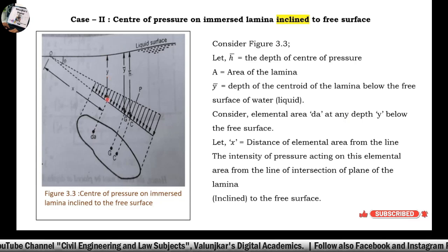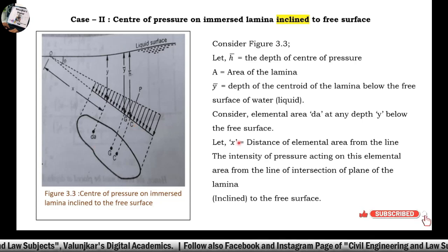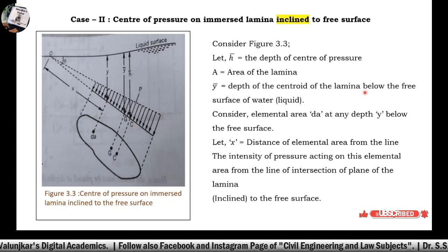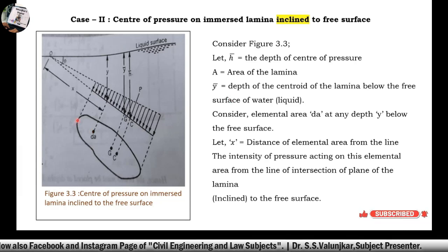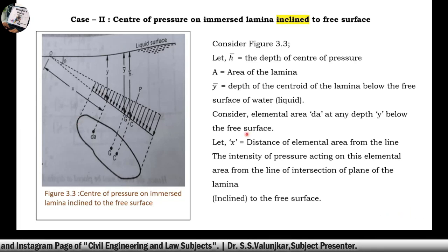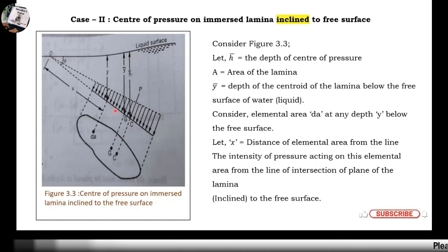If we see it this way, this is Y bar, and this is the section view, and this is the plan. Y bar is the depth of the centroid of the lamina below the free water surface. Consider the elemental area dA here at depth y below the free water surface. And what is x? X is the distance of the elemental area from the line of intersection of the plane of the lamina. This is the free water surface and this is the plane of the lamina, which makes an angle theta, and this dA is located at distance x.